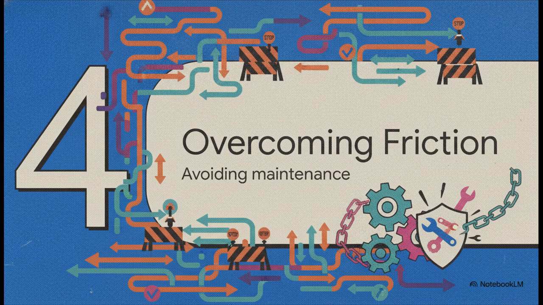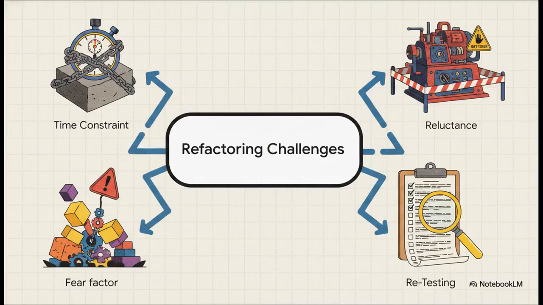Section 4. Overcoming developer friction. Seriously, why do developers avoid maintenance? So if refactoring is so amazing for the software engine, why do teams actively resist doing it? Well, there are some very real roadblocks here.